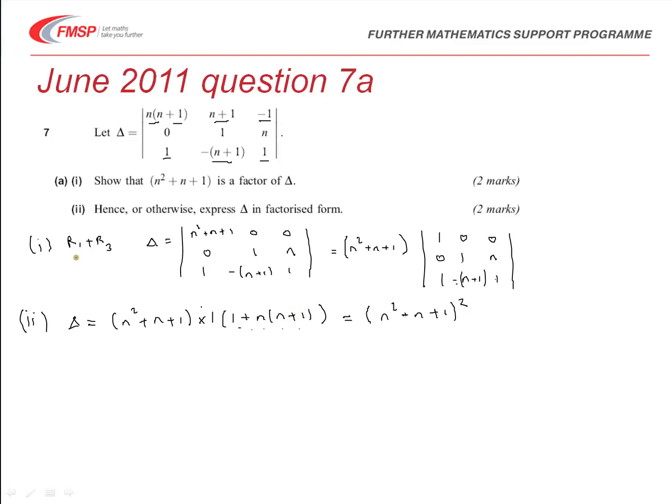So an appropriate method in part 1 will gain you 1 mark, and then for pulling out the correct factor, that gives you an accuracy mark. In part 2, again a method mark for trying to find the remainder of this determinant, and then an accuracy mark for ending up with the correct expression at the end of it.